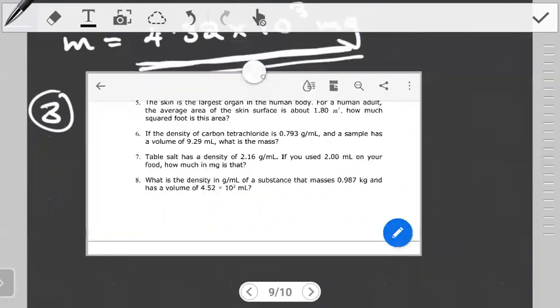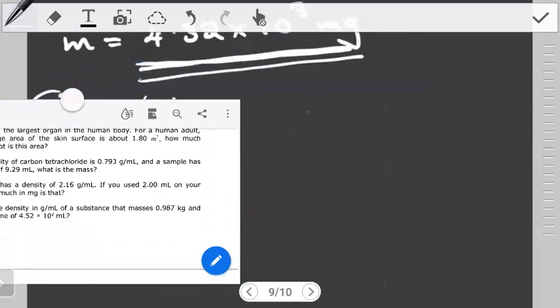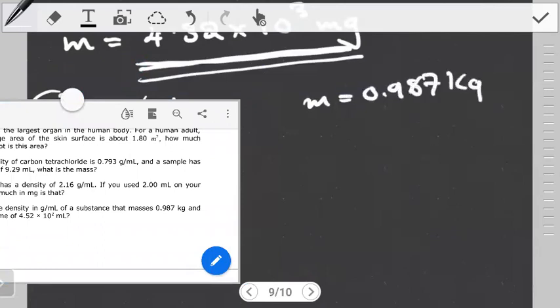But what are we given? We're given the mass in kgs, 0.987 kgs, and we're given the volume in milliliters. That's 4.52 by 10 to the power 2 milliliters.